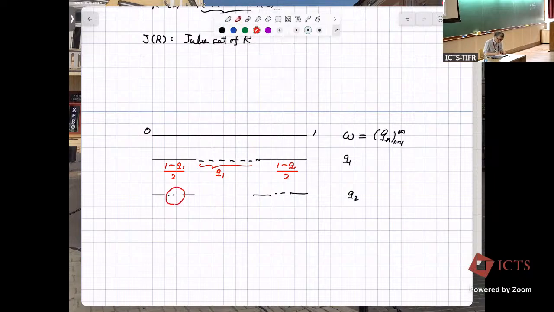So here is I1, here is I2. The length of here is the length of I1 times Q2. Same. Okay. The left and right intervals are still the same length.